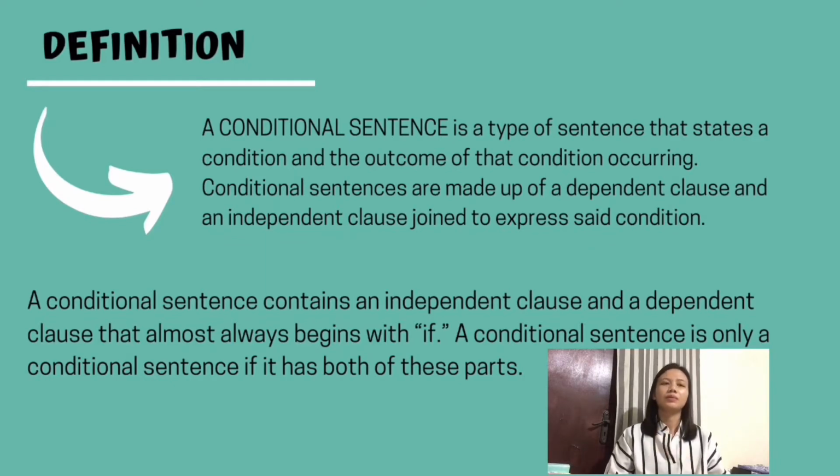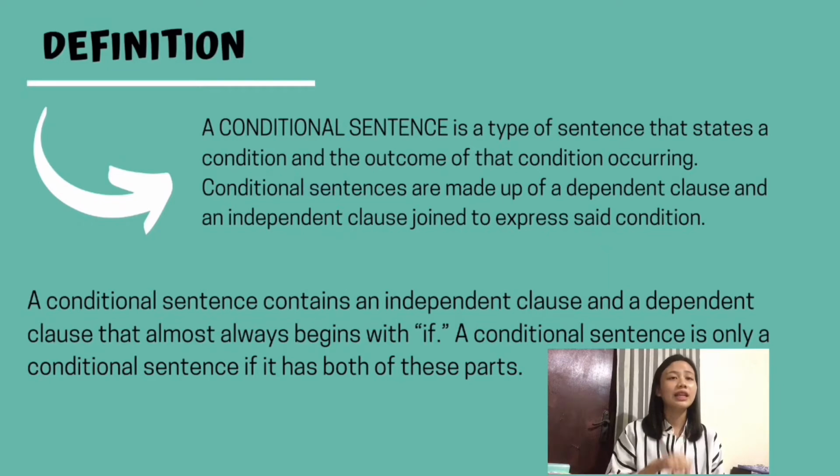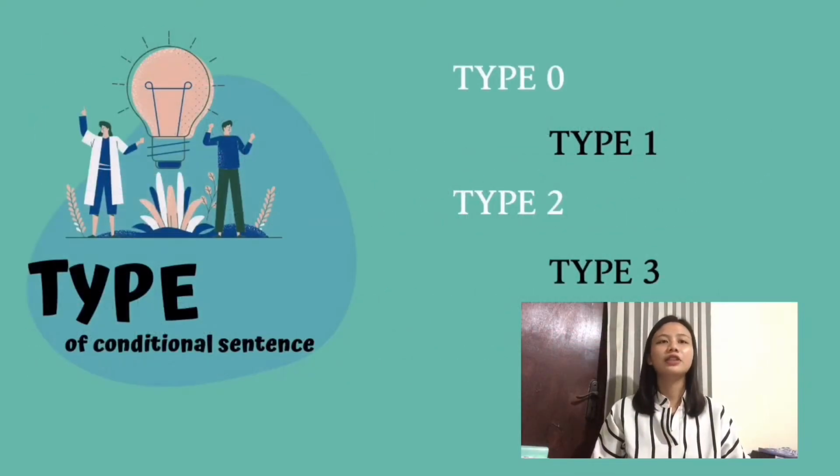Okay, for example, if I save enough, I can go on vacation. The dependent clause from this sentence is if I save enough. If I save enough is the condition, and it is the dependent clause. The independent clause is I can go on vacation. I can go on vacation is the result, and it is the independent clause. So, the dependent clause describes the condition that occurs and the independent clause describes the result of the condition that occurs. There are a few different kinds of conditional sentence in English. Here is a brief outline of each kind.